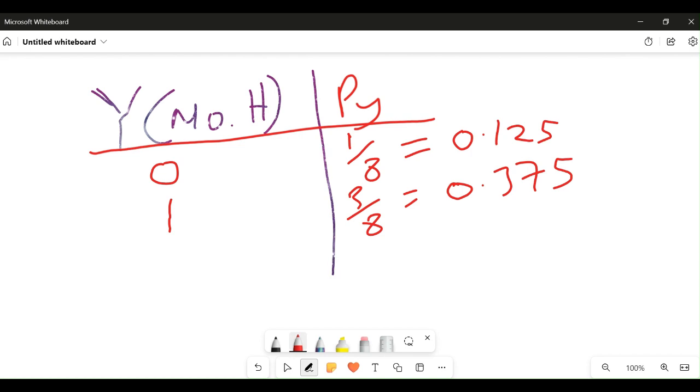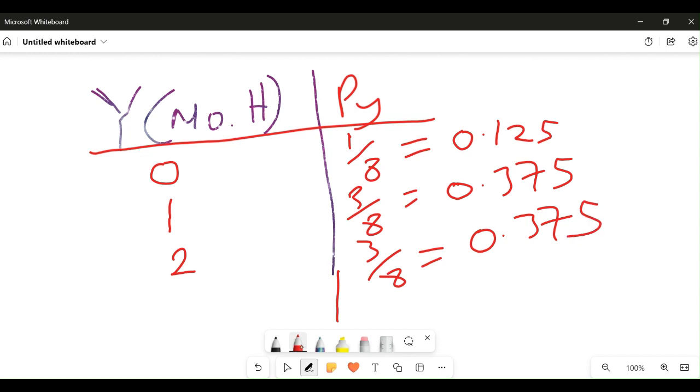Now the probability of having two heads will be 3 over 8, which is also the same thing as 0.375. And the probability of having 3 heads, that will be 1 over 8, and that is 0.125.